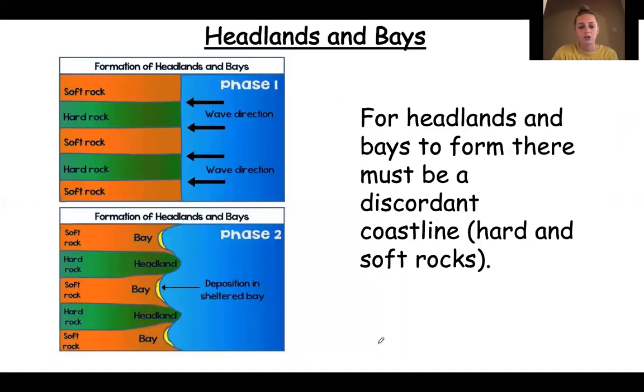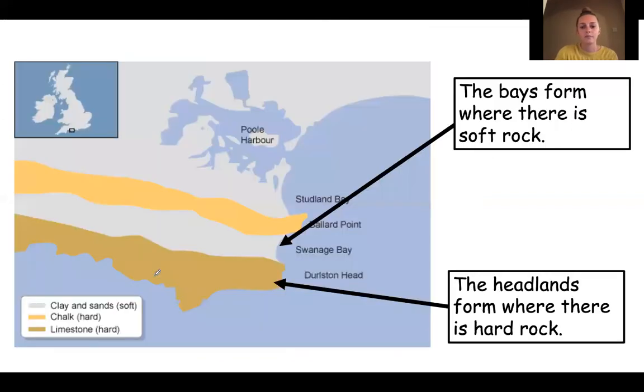Here's a nice diagram to show you how they form. You need a discordant coastline. That's alternating bands of hard and soft rock along the coastline. You can see there the wave direction is going in, attacking the coast. Bays are the soft rock and headlands are the hard rock. Headlands are the bits of rock that stick out to the sea and they're not easily eroded.